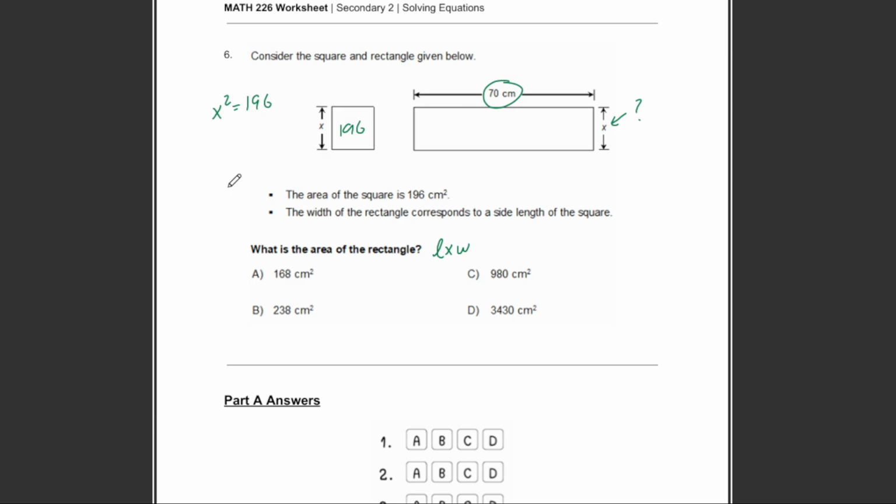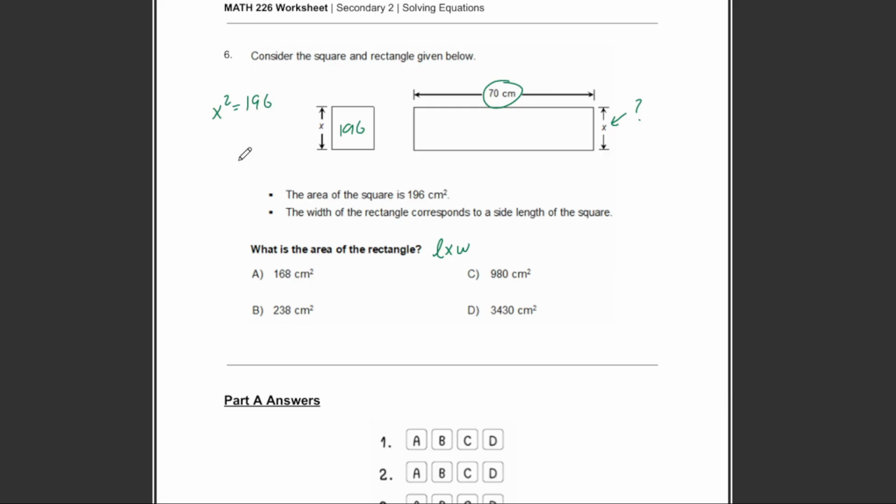What is 13 times 13? It's 169. That's not 196. Next, let's try the next number. What's 14 times 14? Well, 14 times 14 is 196. So 14 squared is 196. X is equal to 14. Okay, now I know my x by just trial and error.